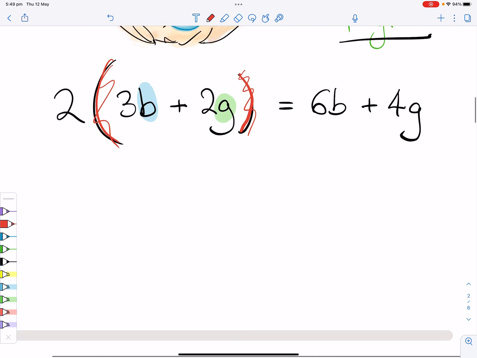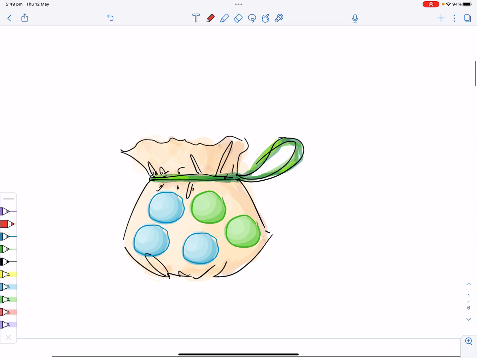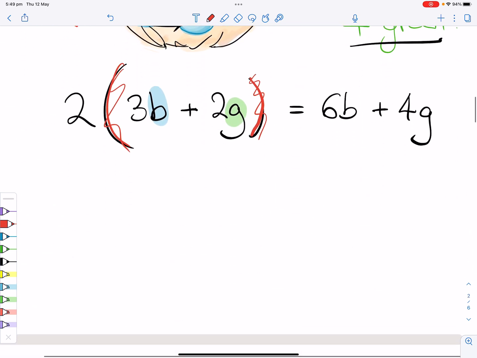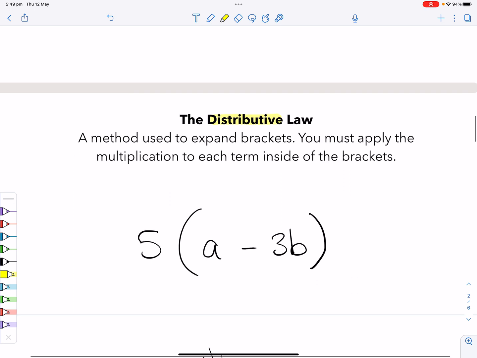Right, so now you get the visual. Every time you see a bracket, I want you to think of a bag and whatever is inside of it. Distributive law, sorry. I've always called it distribution, but anyway. It's a method used to expand the brackets. And the idea is you must apply the multiplication to each term inside.